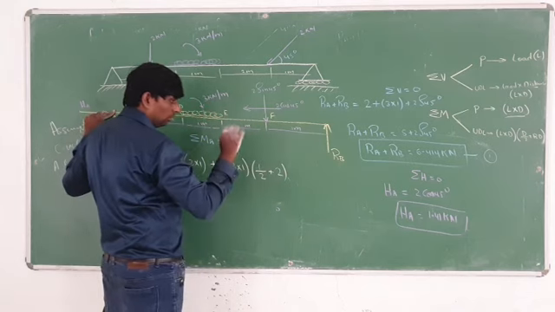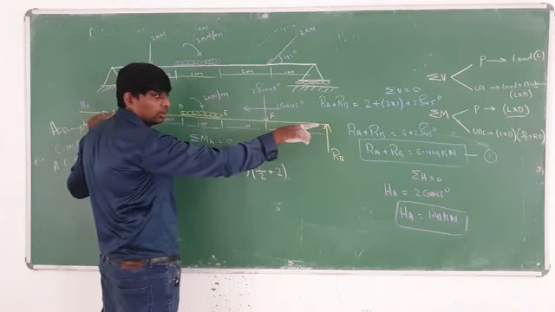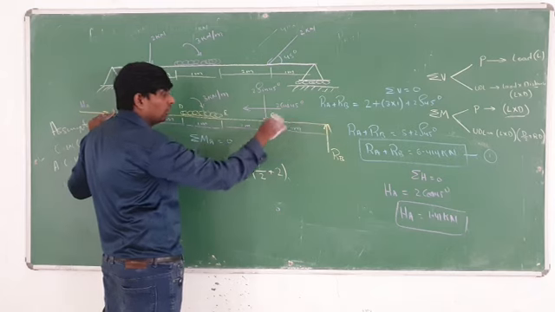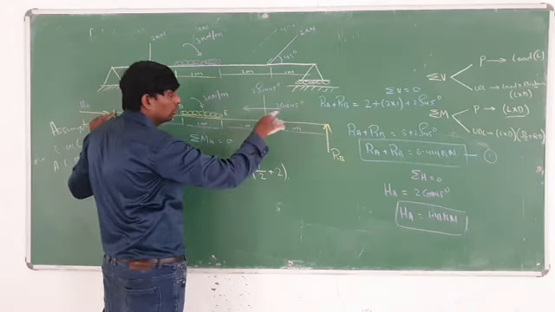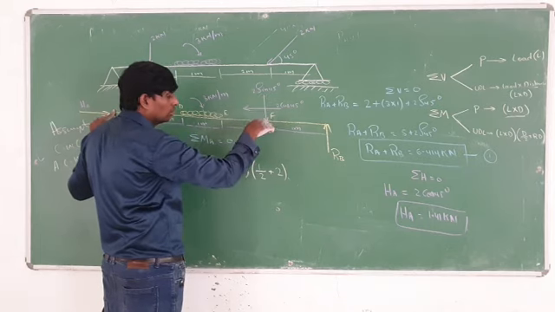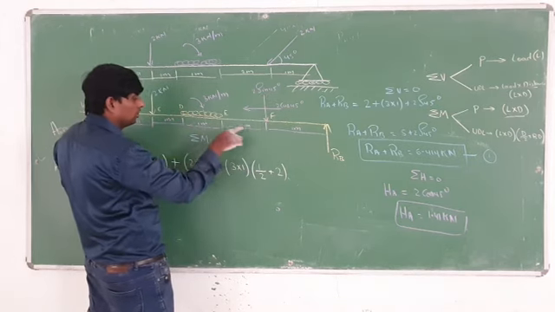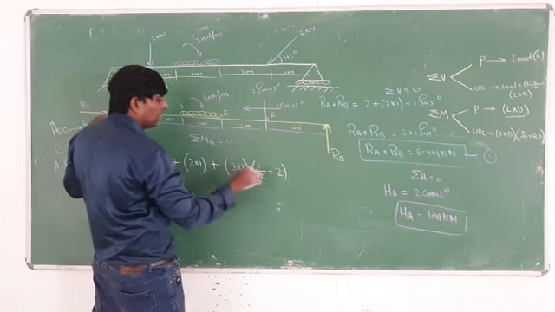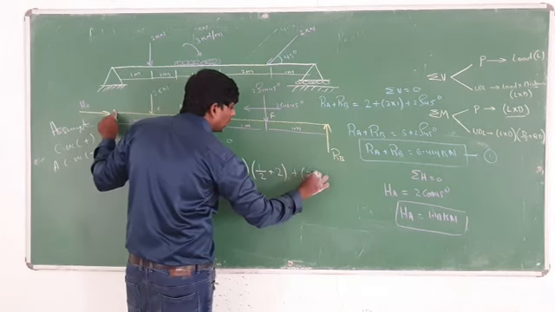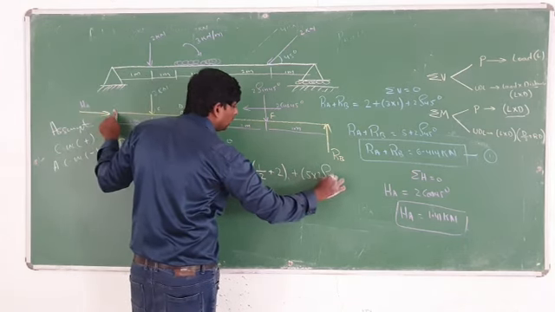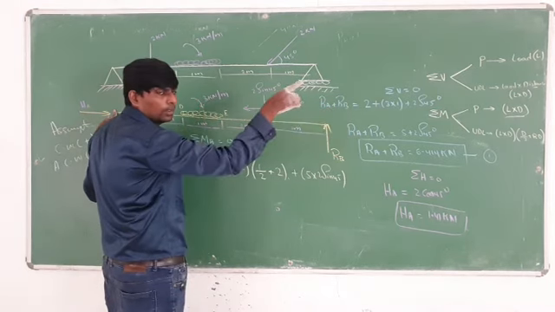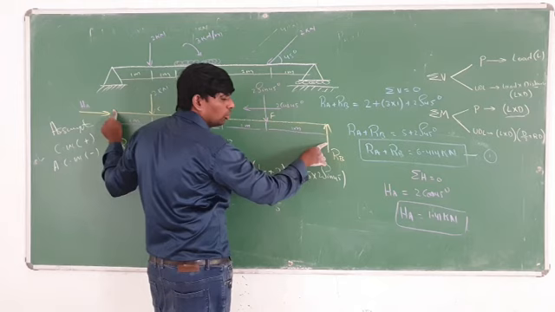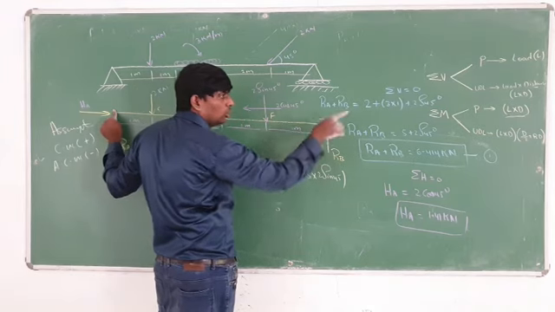Clear? Now next, what are we finding? Bending moment. Which type of load is it? What is the formula? Load into distance. How much is the load? How much is the distance? 4, 5. So first I will write 5 into 2 sine 45. What are we finding? Bending moment. Which type of load? Point load. What is the formula?